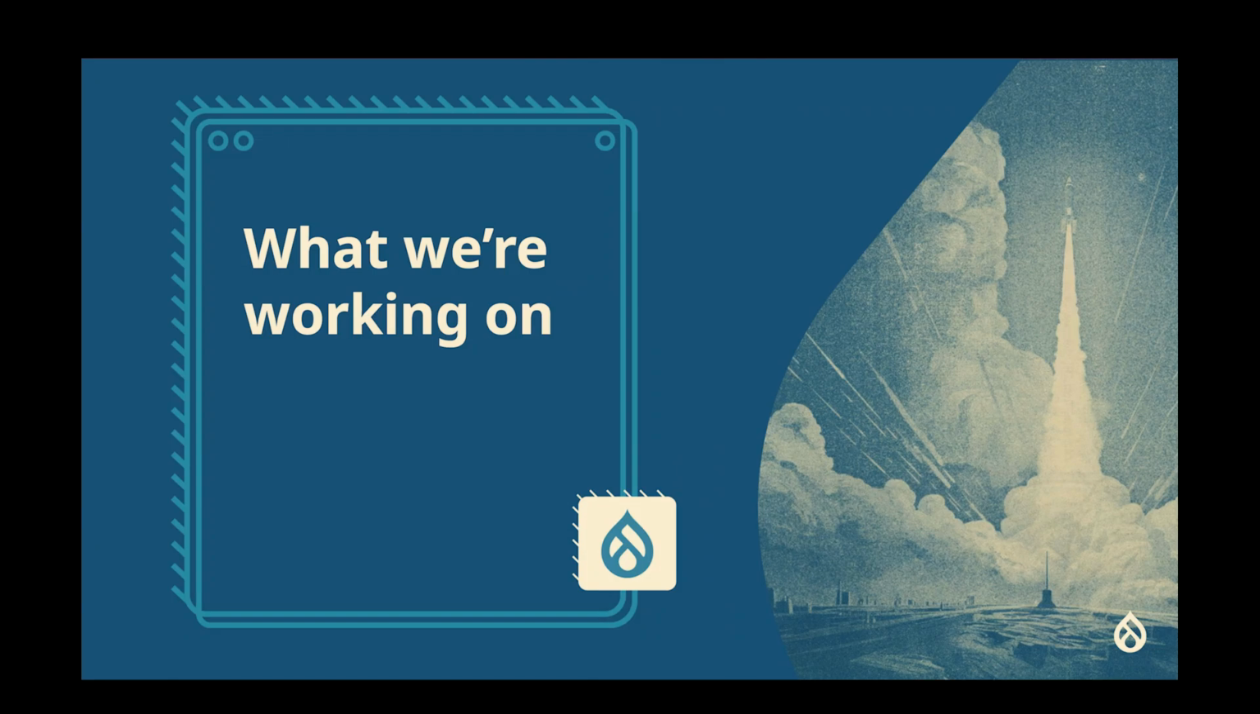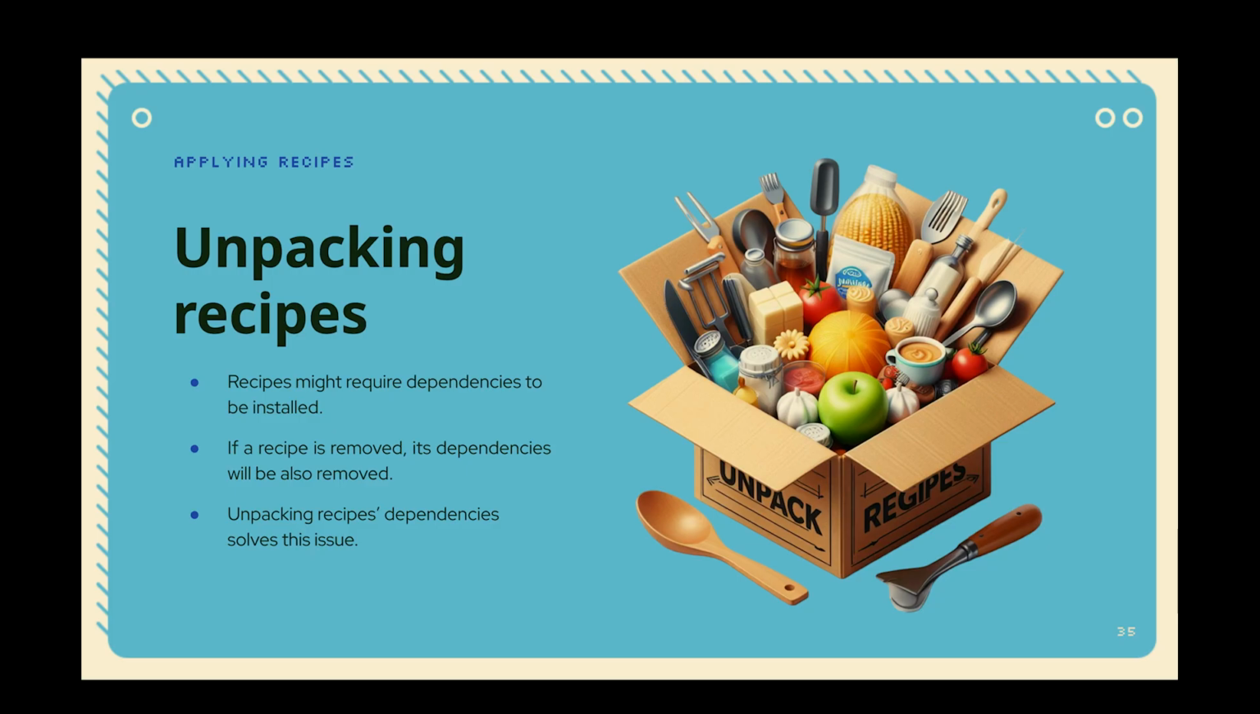So some of the things that are being worked on in the recipe community, a big one is called unpacking recipes. So the thing about recipes is that they can pull in potentially a large set of different dependencies, and then add to your site configuration that depends on those. If you were to then say, composer remove that recipe, then you would still have the configuration in your website, but no longer have the dependencies, which would leave your site in kind of a broken state.